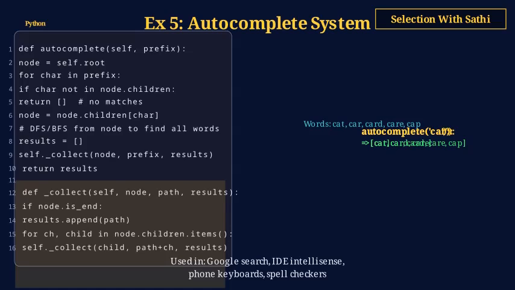The DFS explores only the subtree under the prefix. This is exactly how search engines and phone keyboards suggest completions.